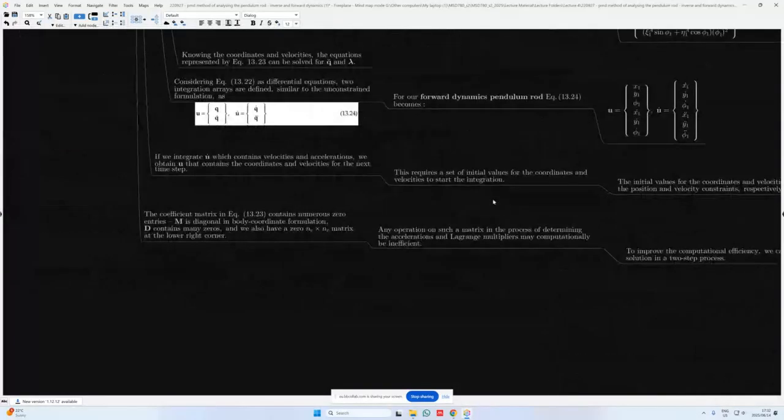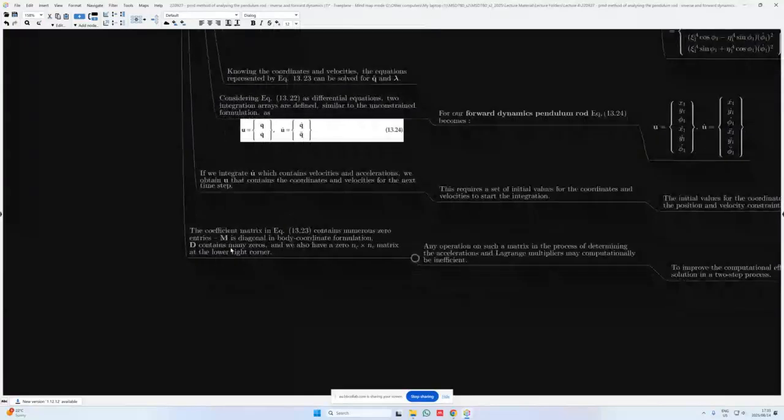Now the coefficient matrix in equation 1323, this combined equation that we have over here, contains numerous zero entries. M is a diagonal matrix in body coordinate formulation. You'll remember for a single body, we have a 3x3 matrix where the first two diagonal entries are the mass of the body, and the last diagonal entry is the mass moment of inertia of that body. Everything else is going to be zero in that submatrix.